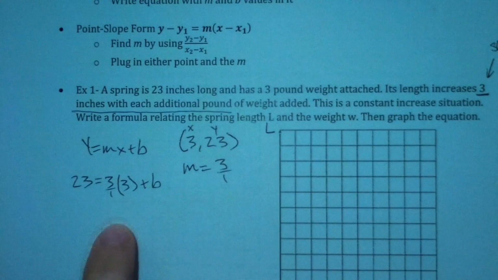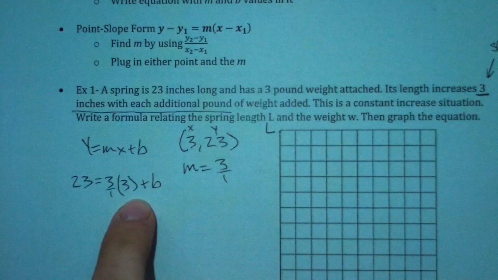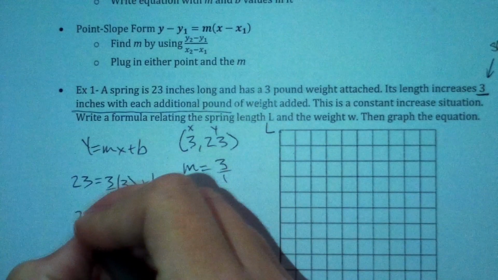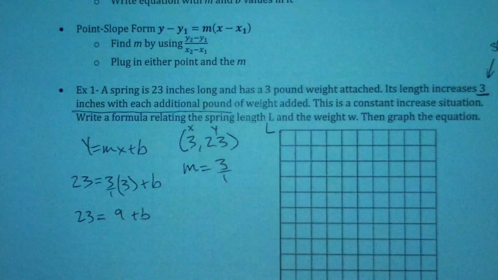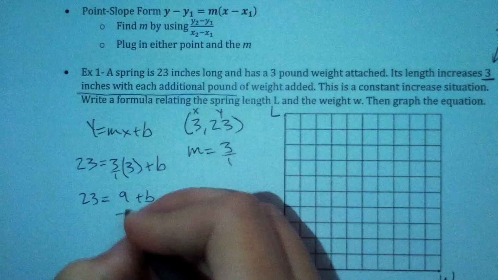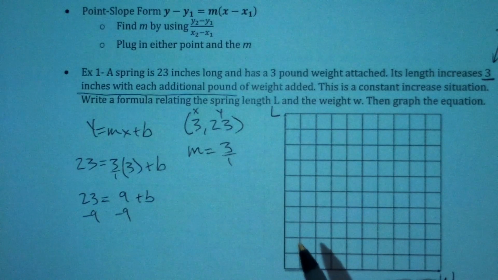And then to get rid of the 9, subtract it. 23 minus 9 is 14. So then our b would be 14. So now when we write this out as our equation, what's our equation going to look like?